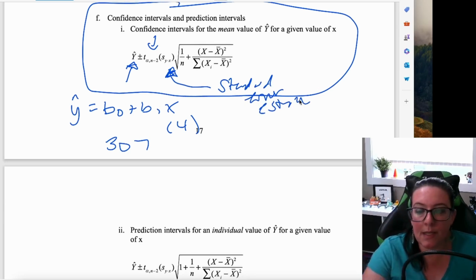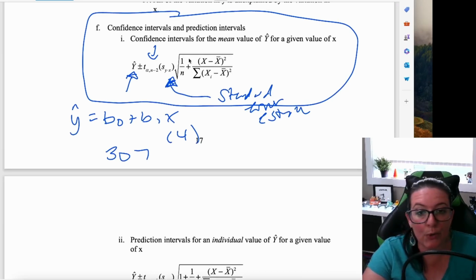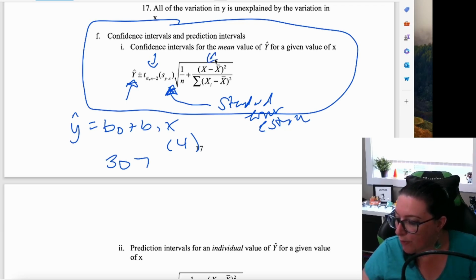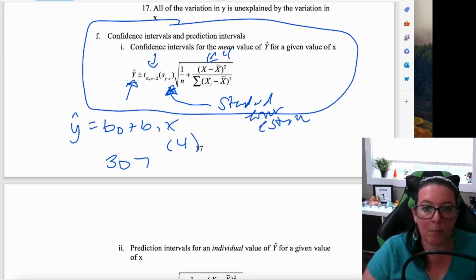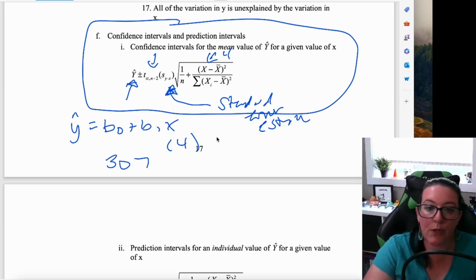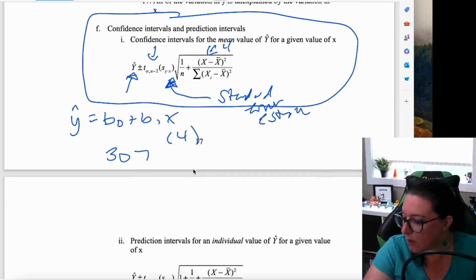Then we're going to need to find the square root of 1 over n plus, and then this x minus x bar is going to be, for our 4-year-old vehicle, how it compares to the average age of the vehicles. So we're going to need x minus x bar squared and the sum of x minus x bars squared. This formula is important to capture for doing these types of intervals. So let's look at how this works.